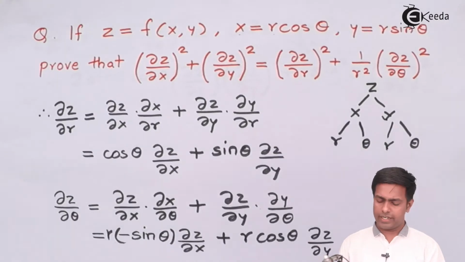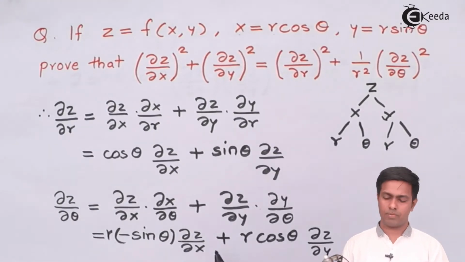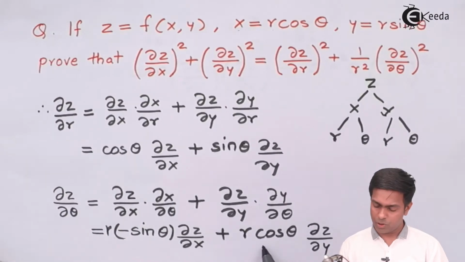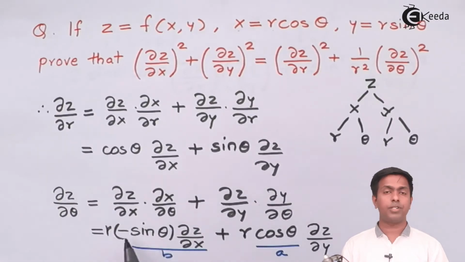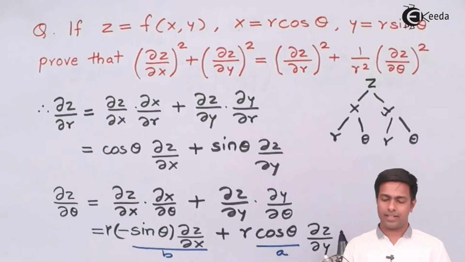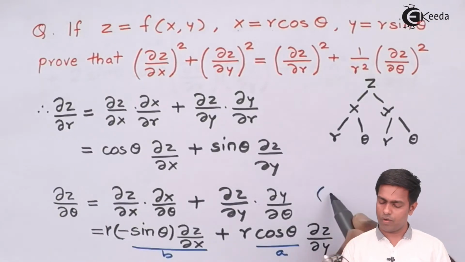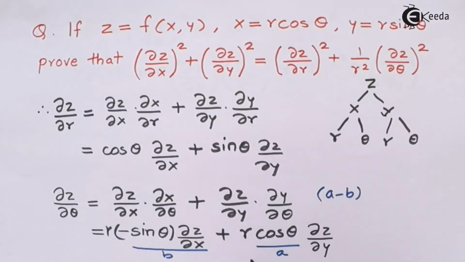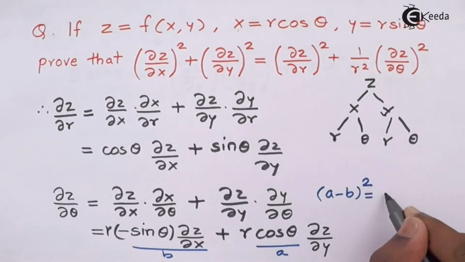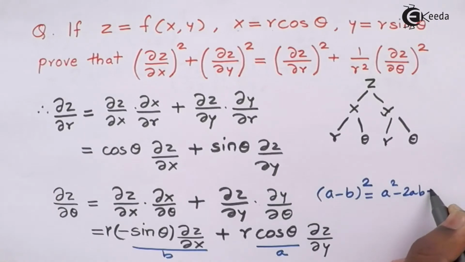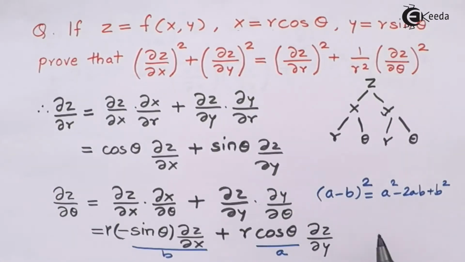So what we'll do is, we'll take positive term first and then we'll take the negative term. I'm assuming this term as a and this whole term as b. So I'm getting positive a, that is cos theta del z by del y, and I'm getting negative b, so minus sine theta del z by del x. So it will give us a formula of a minus b, and since we have to find out square of this, it will be a minus b the whole square. That is nothing but a square minus 2ab plus b square. So guys, I'll apply this formula to find out square of del z by del theta.